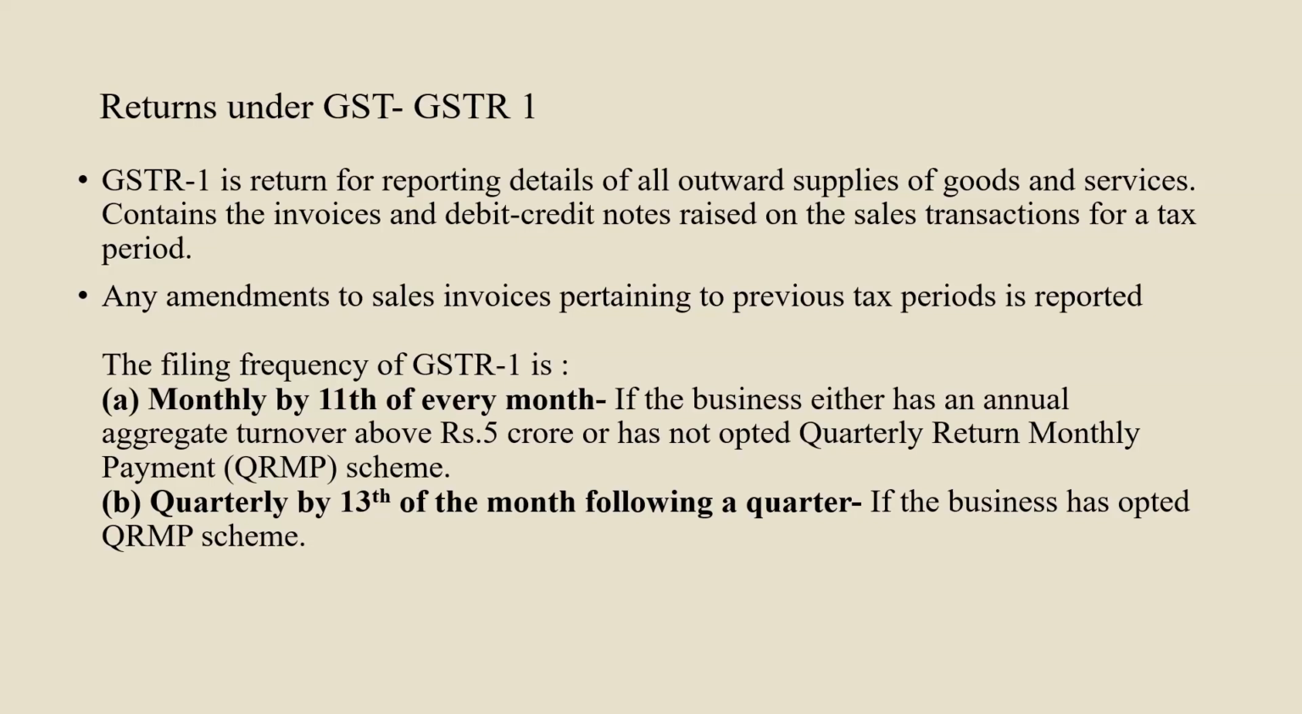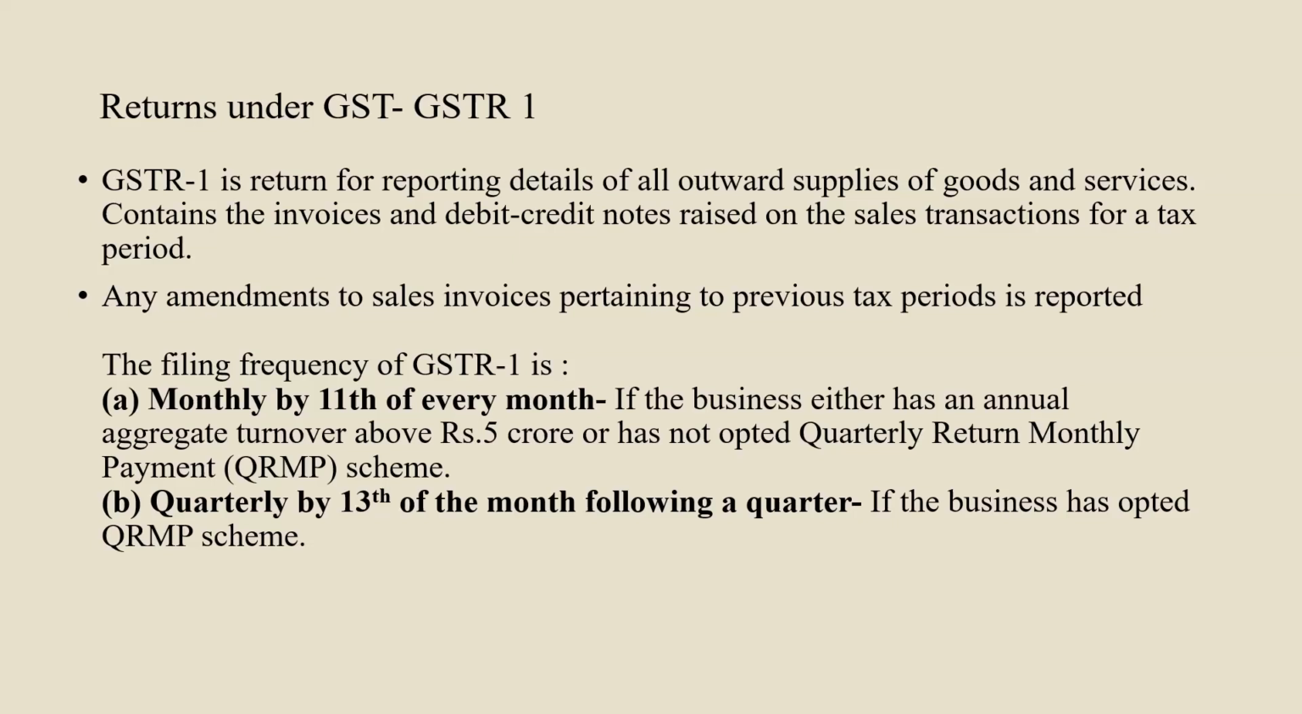Whatever sales you have made, you have to make the payment every month of GST on outward supplies, but you can report on a quarterly basis because you have opted for the quarterly payment QRMP, because your turnover is not more than 5 crores during the year or in the previous financial year. So if you have an annual aggregate turnover of 5 crores, or even if you have 2 crores of turnover but you have not opted for QRMP, again 11th.